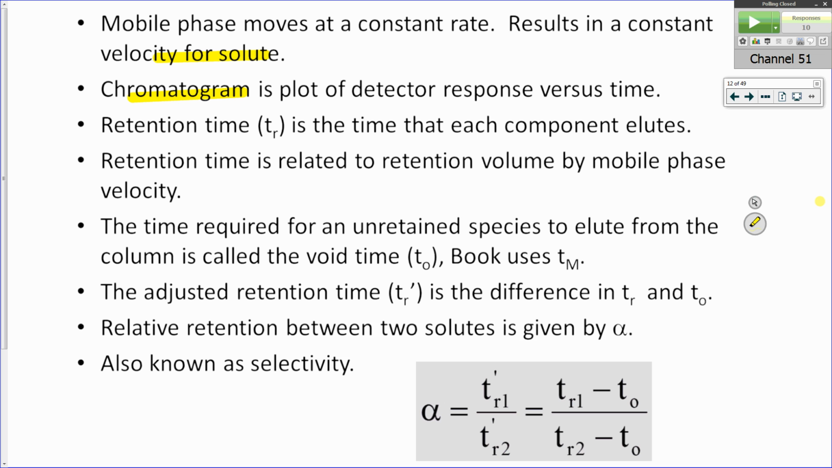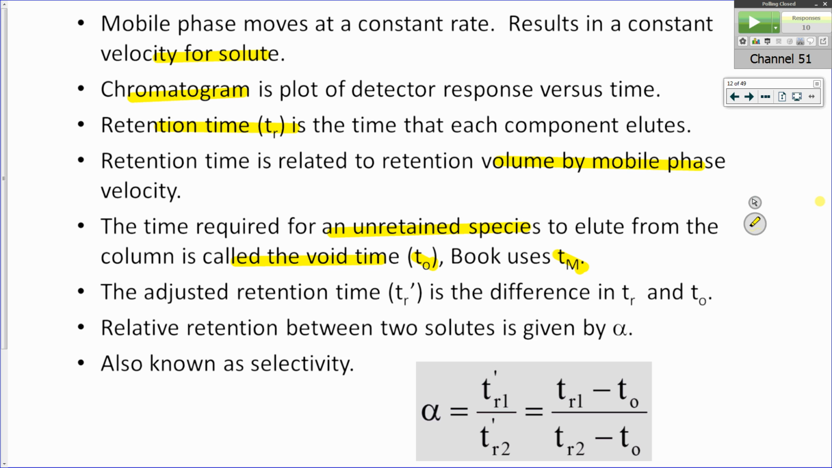A chromatogram is just defined as a plot of the detector response versus time, and we identify the time of each component as the retention time. If we want to relate that back to volume of the mobile phase, all we have to do is know the velocity and calculate it. Now, the textbook uses a term to represent the void time, how long it takes an unretained species to migrate down the column. It uses t sub m for the time of the mobile phase, and I use t naught to represent the void time. So just realize that t naught and tm mean the same thing.